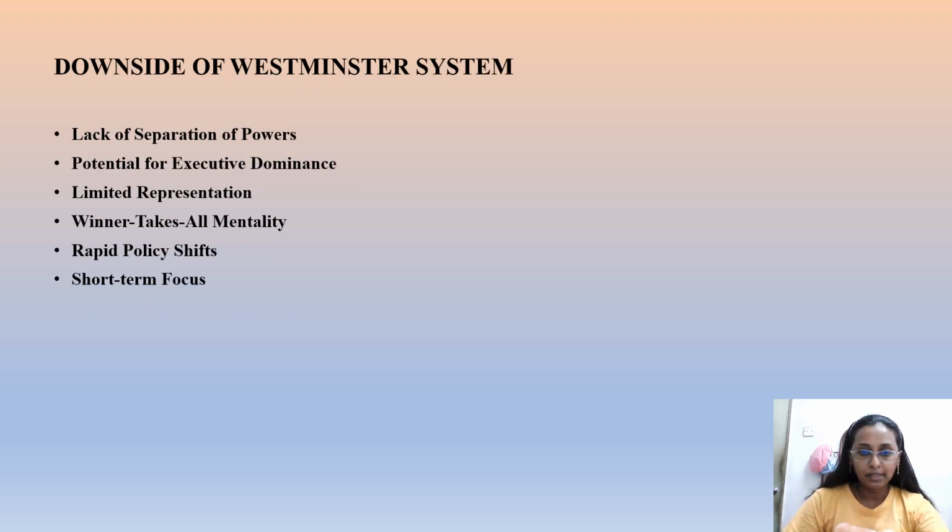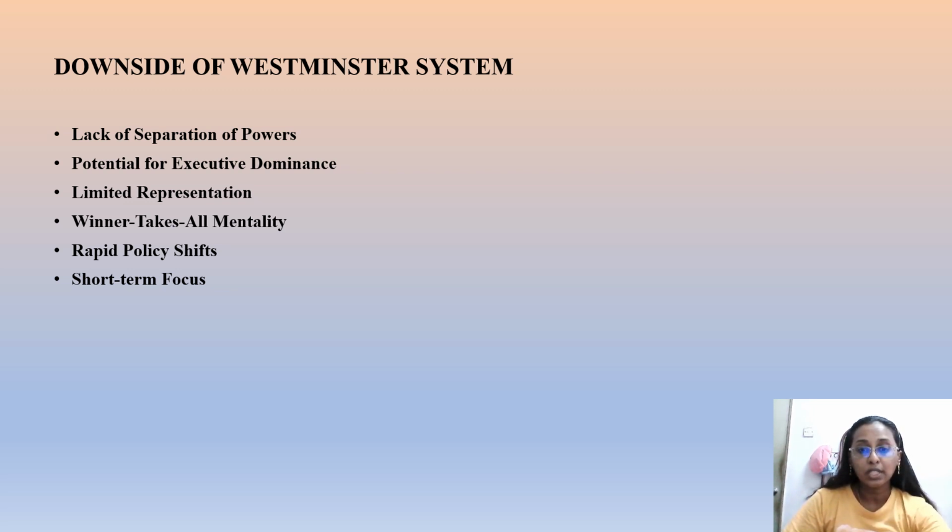While the Westminster system has notable advantages, it is not without its drawbacks. Some of the downsides include lack of separation of powers, potential for executive dominance, limited representation, winner-takes-all mentality, rapid policy shift, and short-term focus. We go to the lack of separation of powers. Unlike some other systems, the Westminster model lacks a strict separation of powers between the executive and legislative branches. The fusion of these branches can lead to a concentration of power in the hands of the executive, raising concerns about checks and balances.